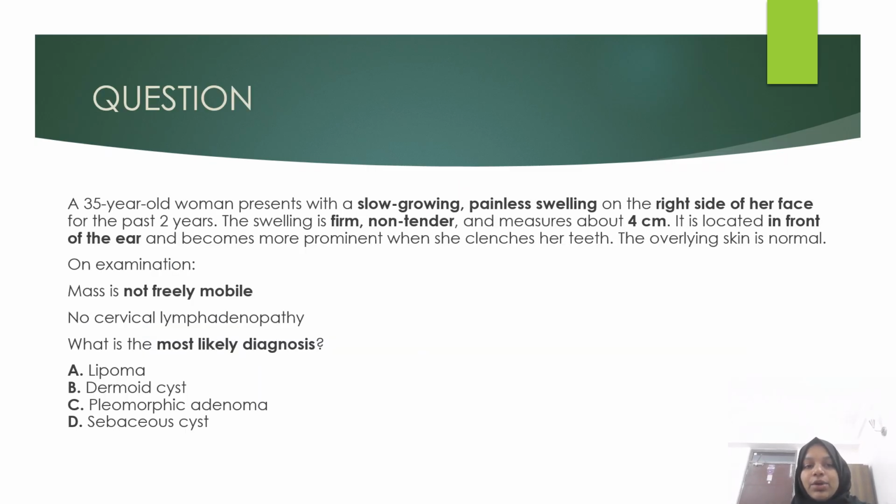Next is a 35-year-old woman who presents with a slow growing painless swelling on the right side of the face for the past 2 years. The swelling is firm, non-tender, measures about 4 centimeters, located in front of the ear, and becomes more prominent when she clenches her teeth. The overlying skin is normal. The mass is not freely mobile. No cervical lymphadenopathy. What is the most likely diagnosis?